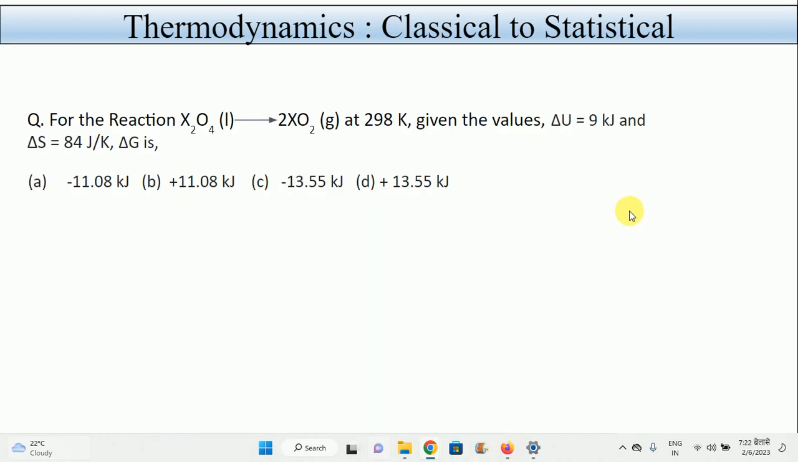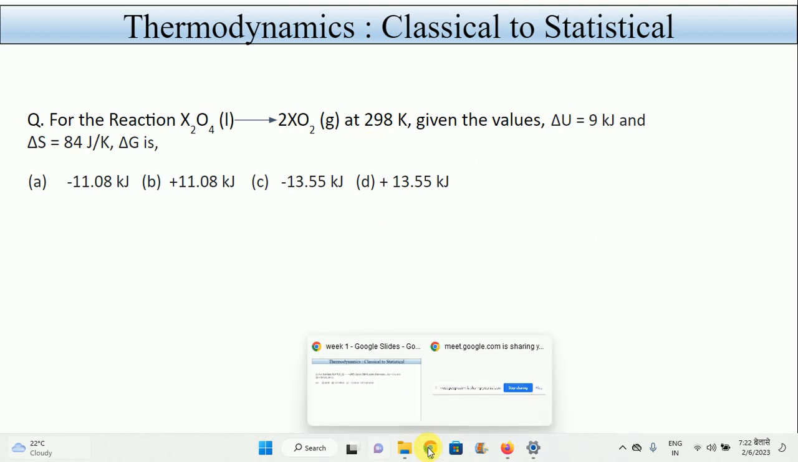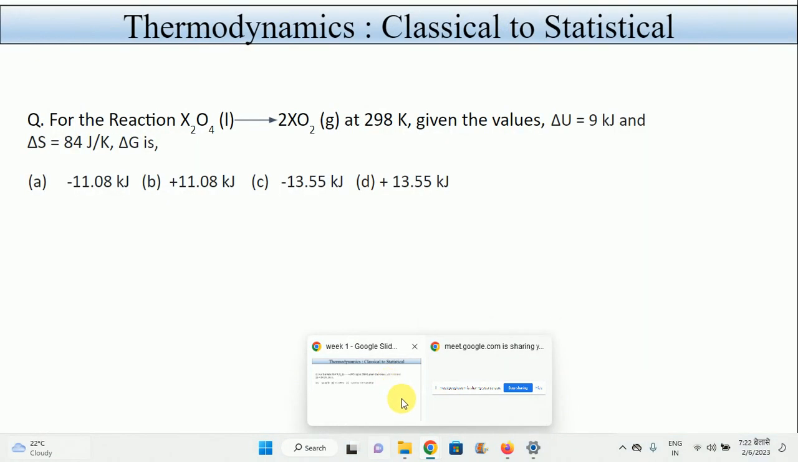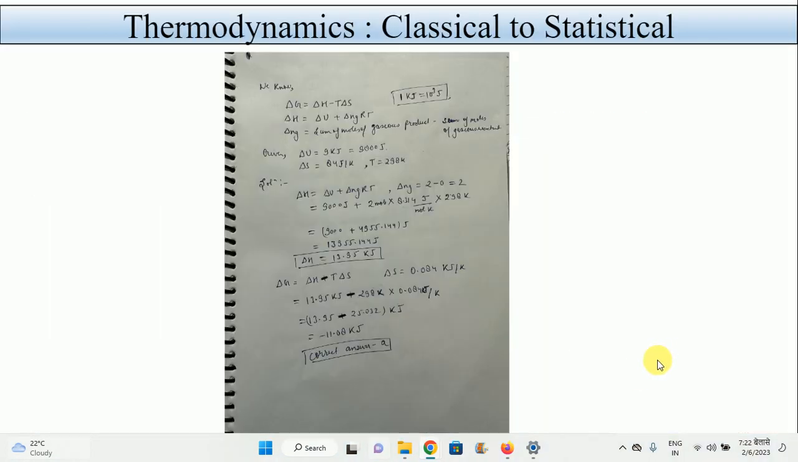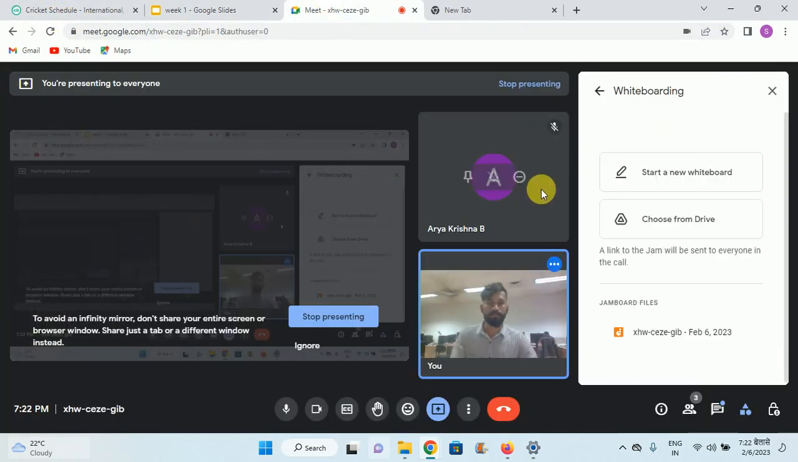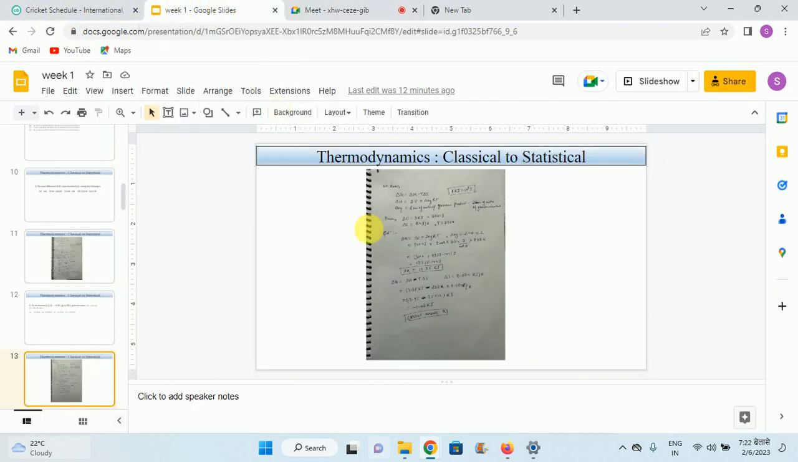So now we move to the next question. For the reaction, this is the simple reaction. Wait a minute. Let me check if anyone is in the waiting room or not, and then I'll start again. No one is in the waiting room, so we will start again.